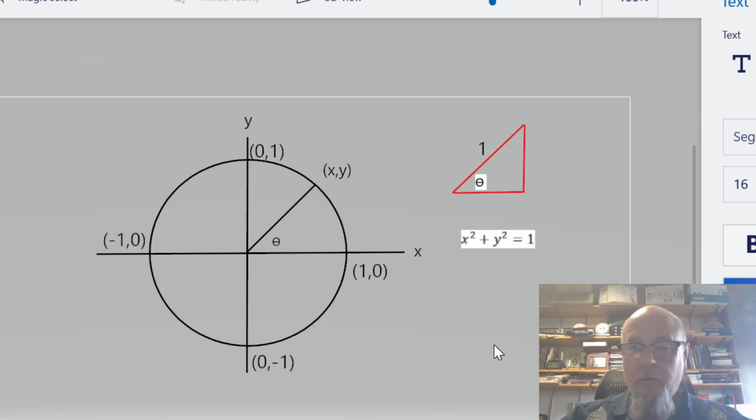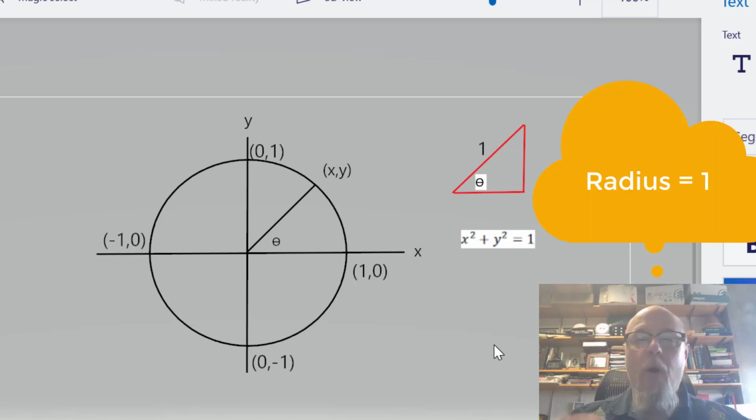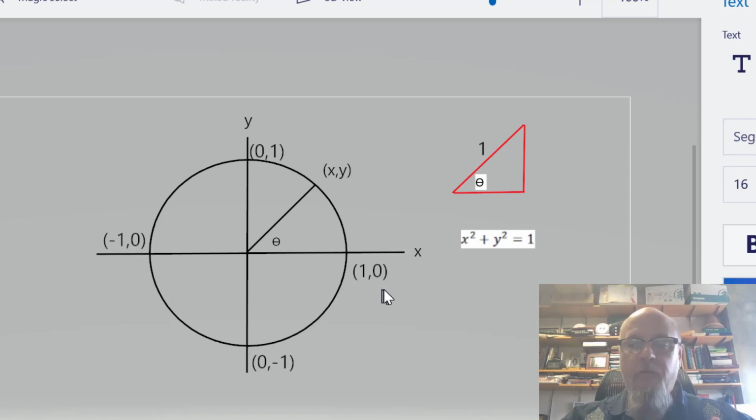This is a unit circle. That means it's a circle where the radius is 1 unit, 1 foot, 1 meter, whatever, 1 unit long. So this point on the circle is 1 over, 0 up. So it has the xy coordinate of 1, 0. Likewise, this one here, 0, 1, minus 1, 0, etc.